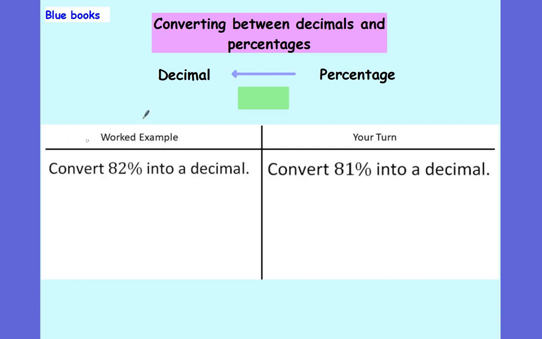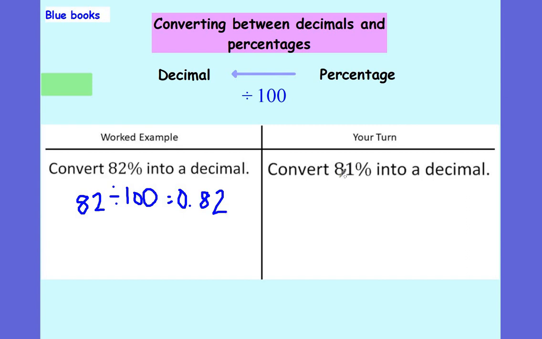Okay, in your dark blue books, can you write for me decimal and percentage with an arrow going from your percentage to your decimal? How do we convert a percentage to a decimal? Well, we divide by 100. That's all we need to do. You know how this works. I'm going to do an example, you're going to do an example in your dark blue book. 82% as a decimal, I need to do 82 divided by 100, which is going to give me 0.82.